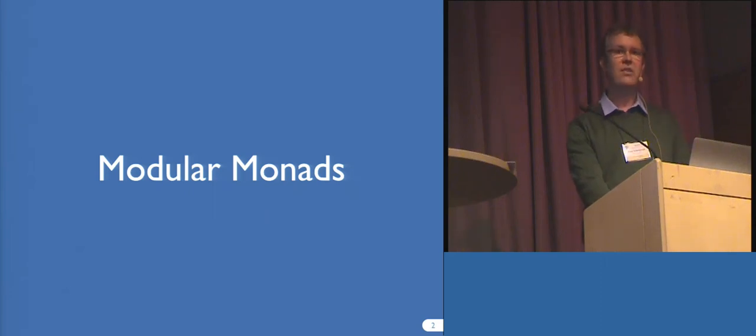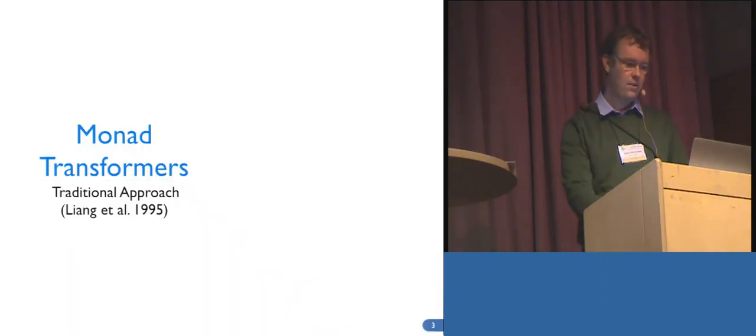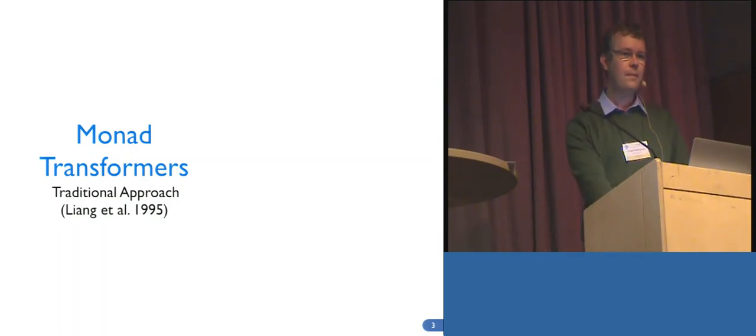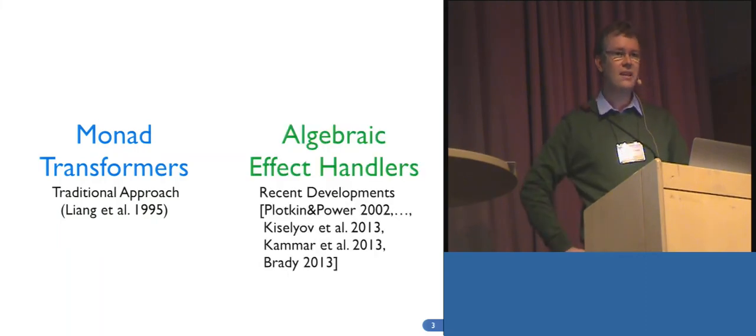Defining monads in a modular fashion. So the traditional approach, which was proposed in '95, is monad transformers, and that's been widely accepted in the Haskell community. But more recently, there's a new contender, these algebraic effect handlers. And last year, we've seen several papers that have shown us how to implement them in Haskell.